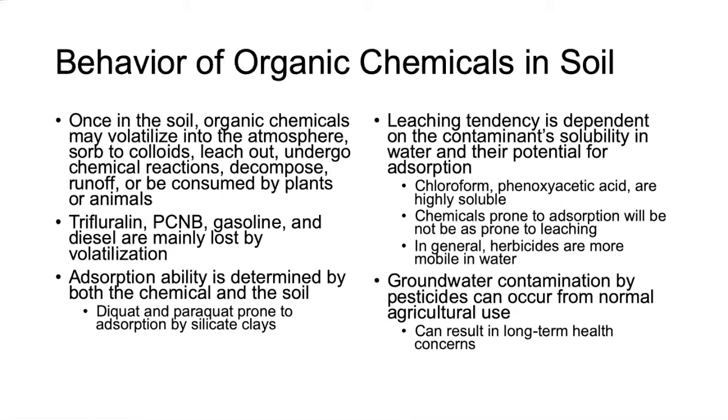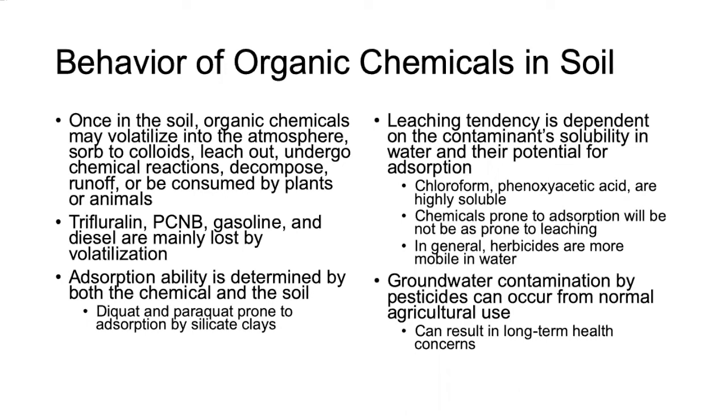They may undergo chemical reactions. They may be decomposed by bacteria. They may be picked up in solution and by overland flow and run off to a local base level, or they may be consumed by plants and animals. Trifluorine, PCB, gasoline, and diesel are mainly lost via volatilization, and the absorption ability of a contaminant is determined by both the chemical itself and the soil.